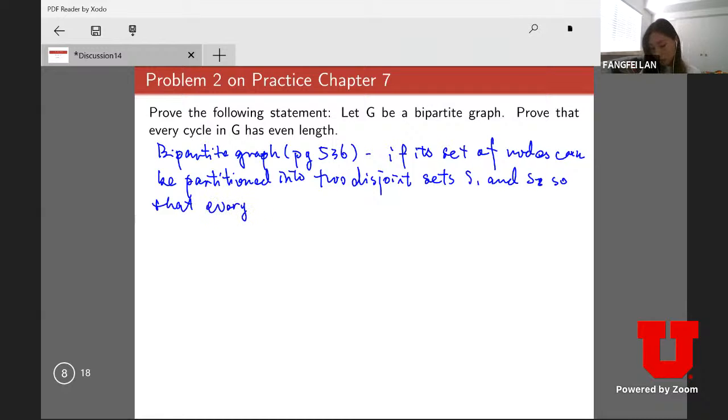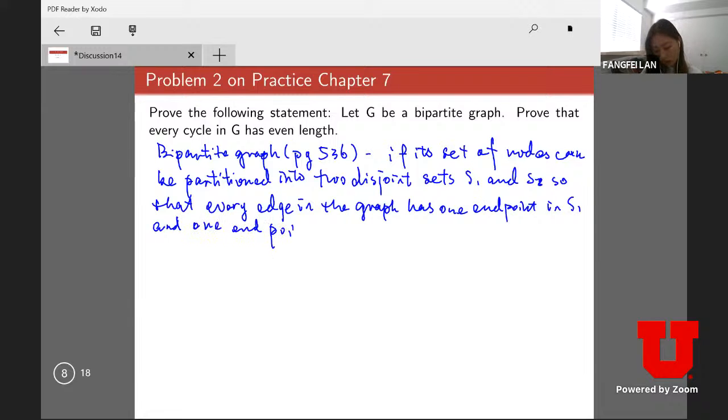every edge in the graph has one endpoint in S1 and one endpoint in S2. So a simple example is something like this. This is your S1 set of vertices, and this is your S2 set of vertices. And then you can only have edges that go something like this.